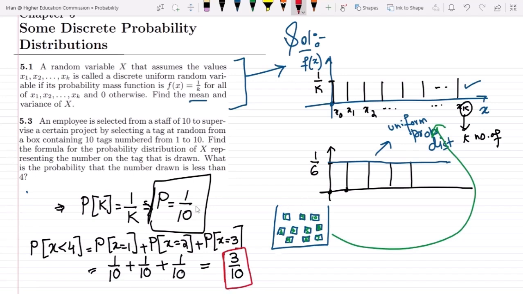So you have seen how to find the probabilities for uniform random variables, and these two questions are closely relevant to the uniform probability distribution.